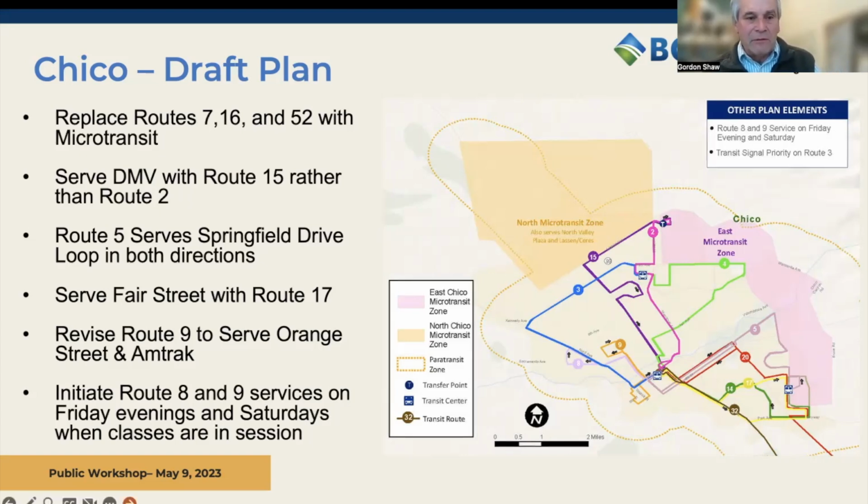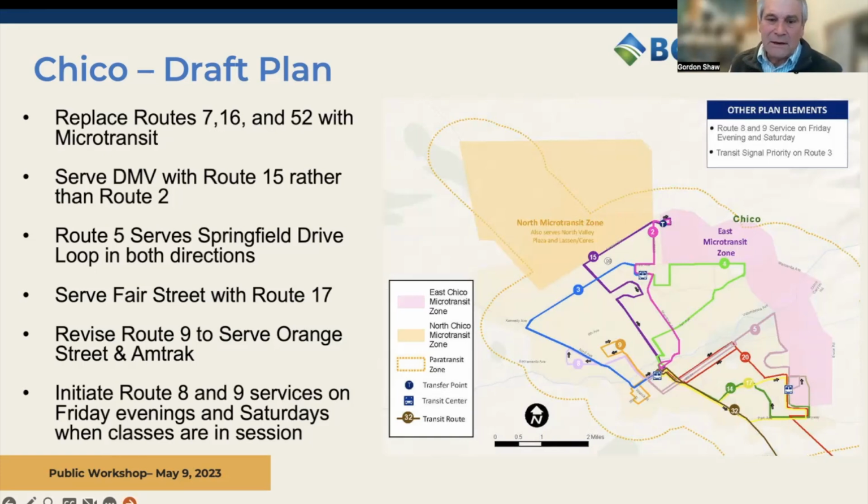Some other changes here, Route 15 currently goes to the DMV, just to the southwest there of North Valley Plaza. We're trying to streamline the routes and improve some of the on-time performance. So we're shifting DMV from actually Route 2, who serves it now. We'll shift that to 15. Right now, Route 5 in the eastern side there at Springfield Drive, if you know that area near Coles and everything, is only served in one direction. So it's a lot of time riding the bus to try and get to the stop because it's only one direction. We figured out a way to make it 2 directions.